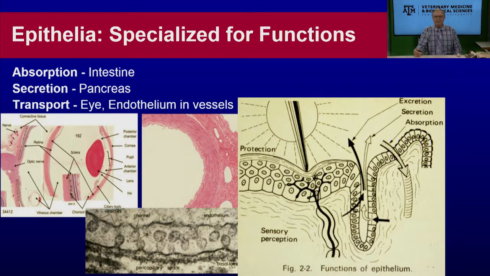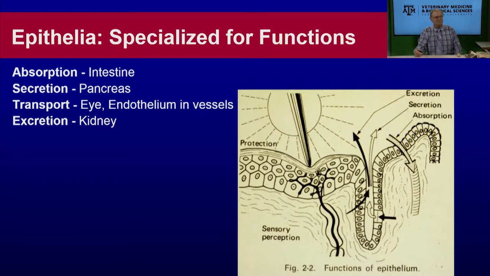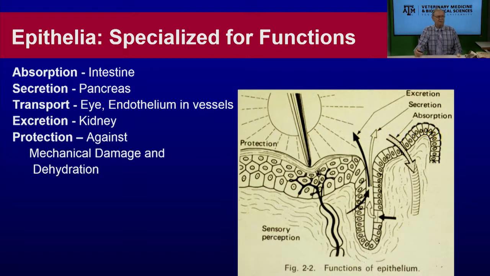In the eye, you have liquid that has to be transported in, transported out to maintain a certain pressure in the eye. Blood vessels, you have to have nutrients, oxygen, and carbon dioxide all transported across these epithelial cells. And so excretion for the kidney and protection against mechanical damage, as we see there where you poke the skin, is protection against that.